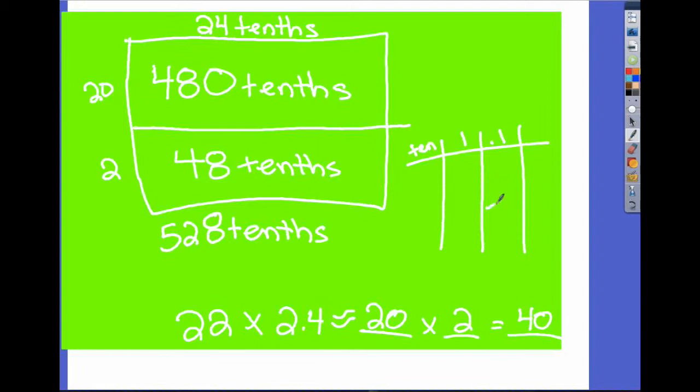Okay, so you can't have 528 here, right? No. In this place? But you can only keep one number. So you keep the last number, which is the 8. And then the decimal goes behind it. So the answer would be 52 and 8 tenths.